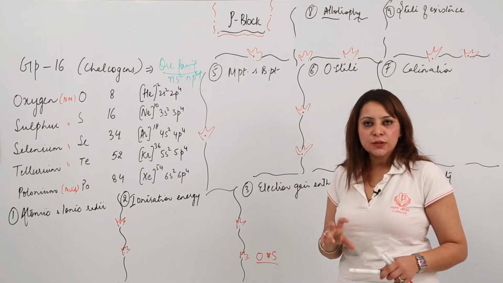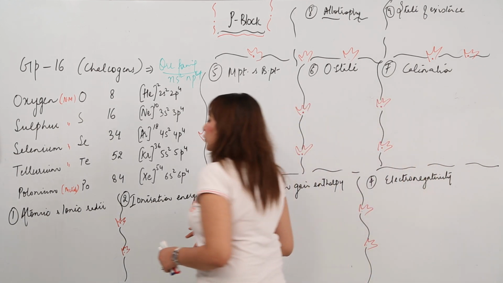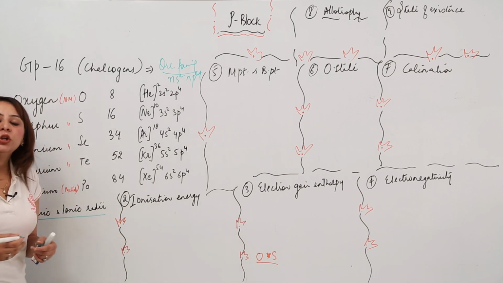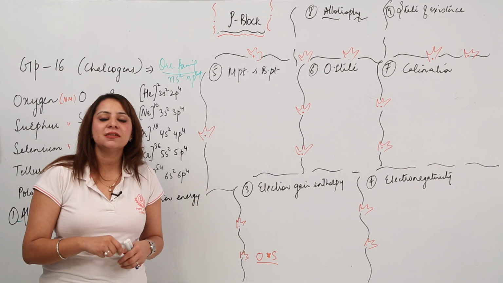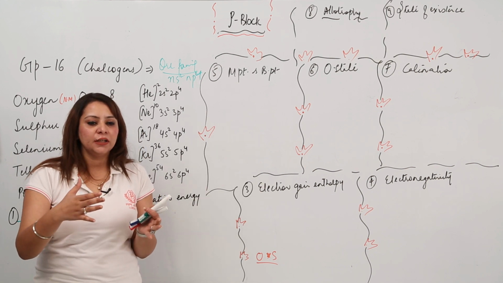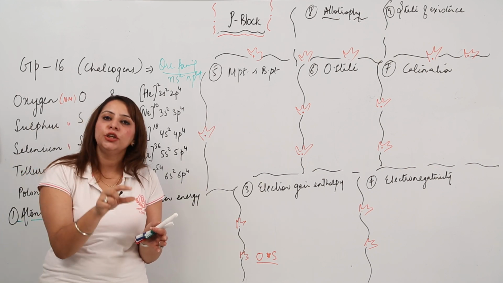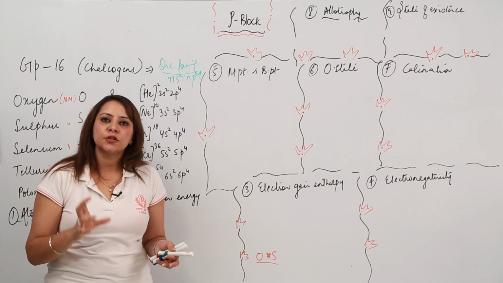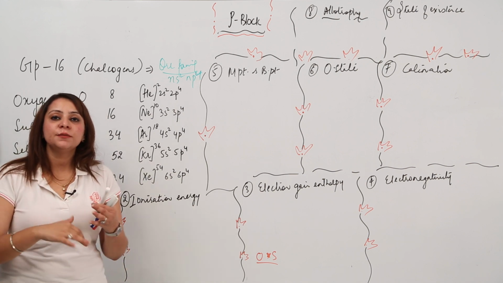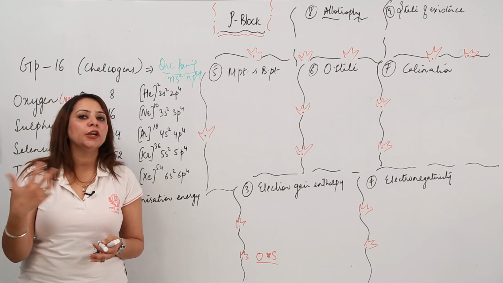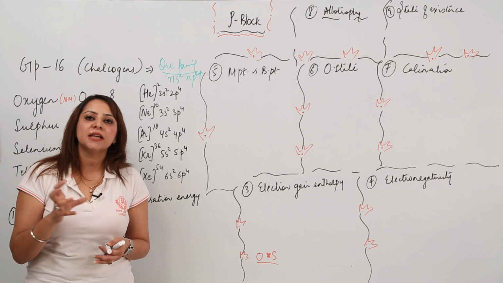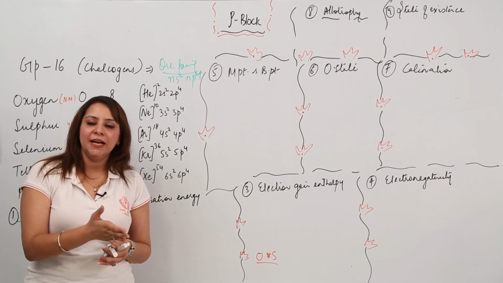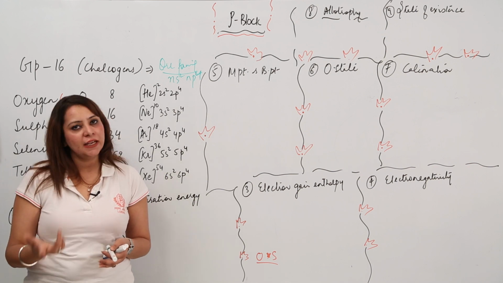Now we are going to start with the physical properties of this group. Our first property is atomic and ionic radii. Atomic radius means the distance from the nucleus to the valence shell. When an atom turns into an ion, that means it loses or gains electrons, its radius is called the ionic radius. If it has lost electrons, it is the cationic radius, and if it has gained electrons, it is the anionic radius.